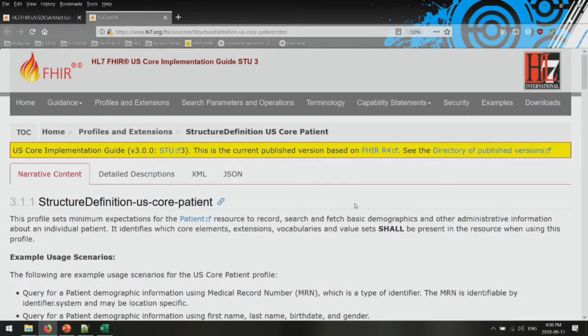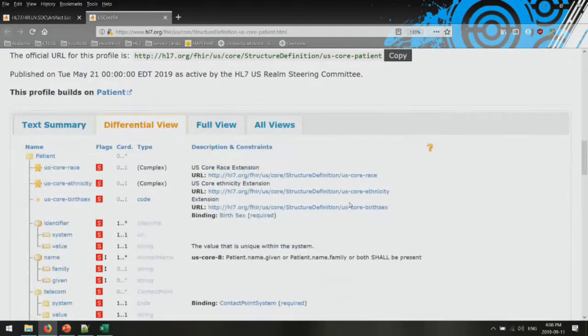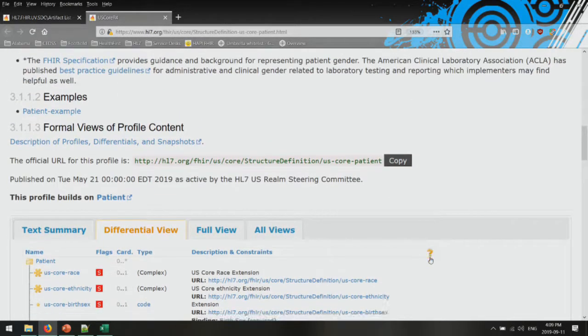So this is the US Core patient, and here we have the differential view of the US Core patient. This shows quite a few things in here. I don't know if it has slicing in here, actually. Oh, it's the one thing it's not missing. What was the one that someone said is good for slicing? Practitioner? Okay, we'll look at that after.